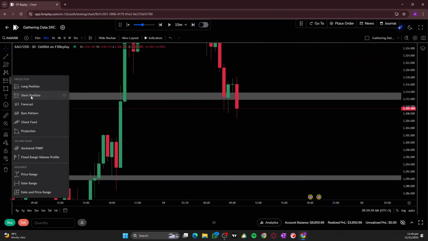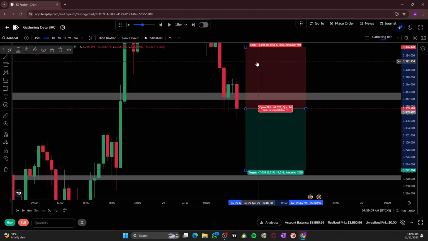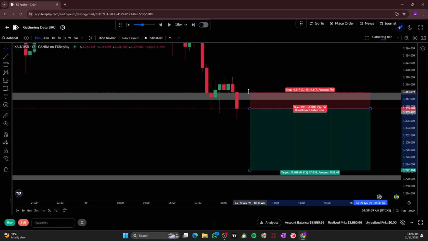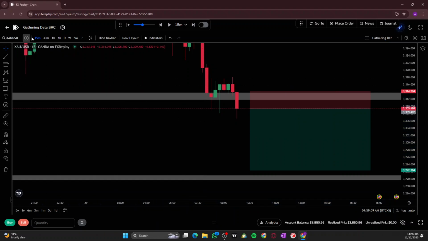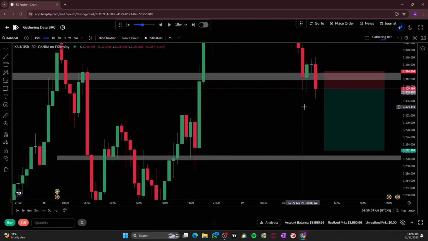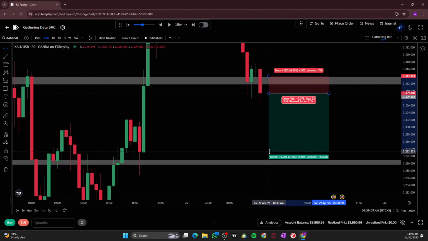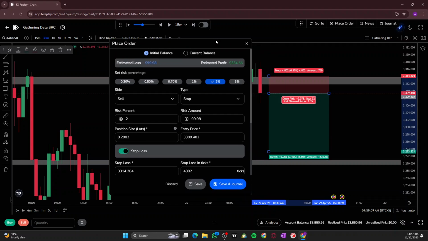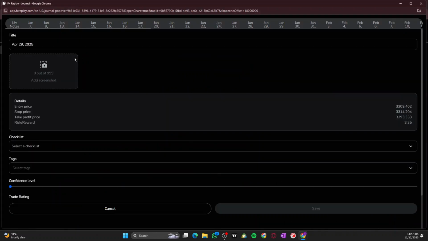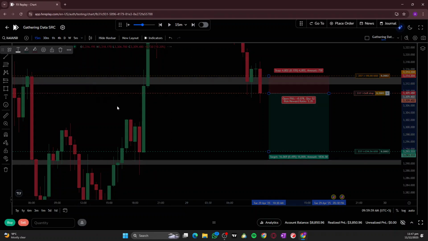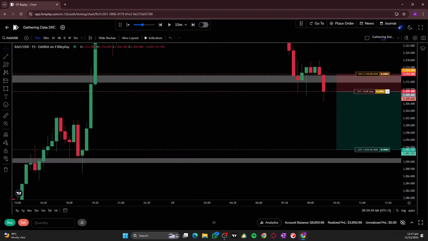But still, okay, at this point I can find a good setup. Let me tell you why this is a really good setup. This is a good setup because first of all, price is already going down and it has broken the support as well. Now it can come down to this level. Let's just place this order and see what happens. Yeah, I think it's a good setup.